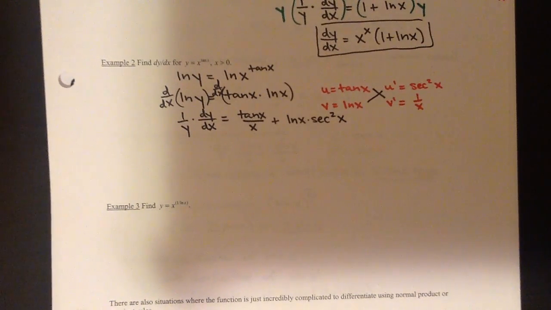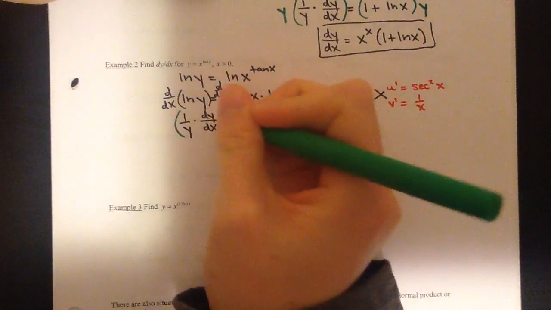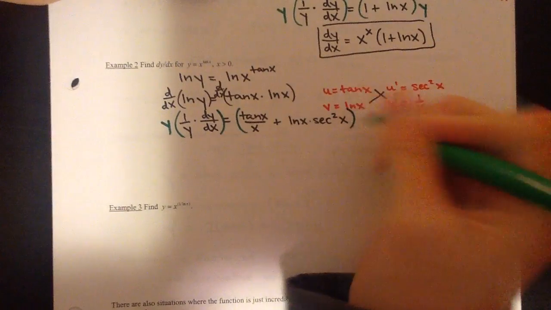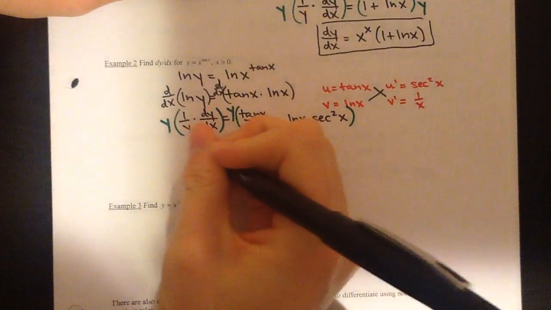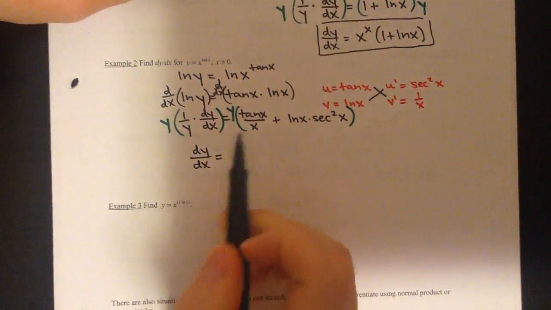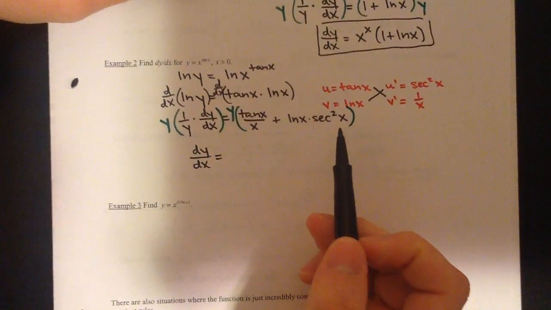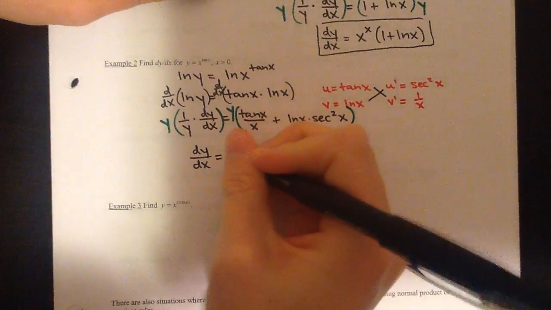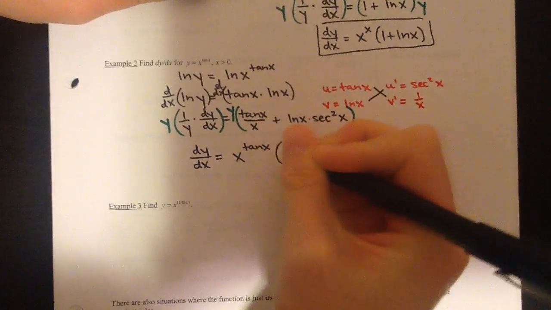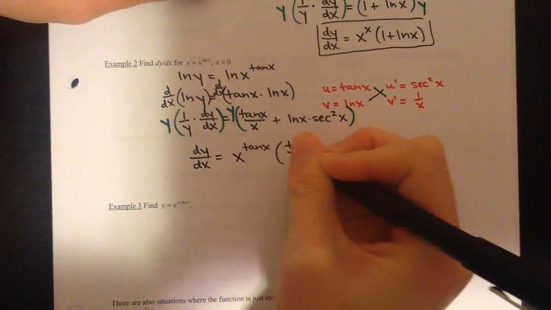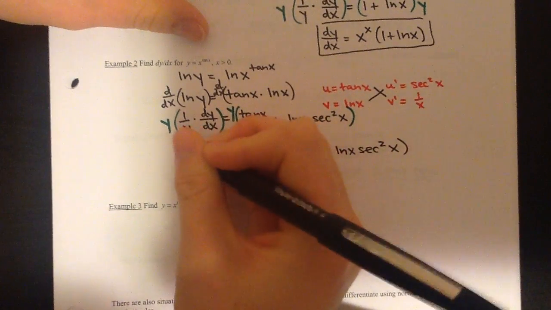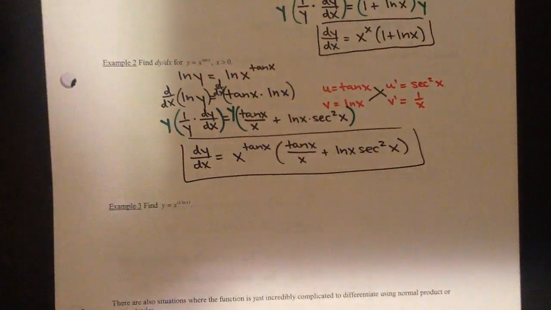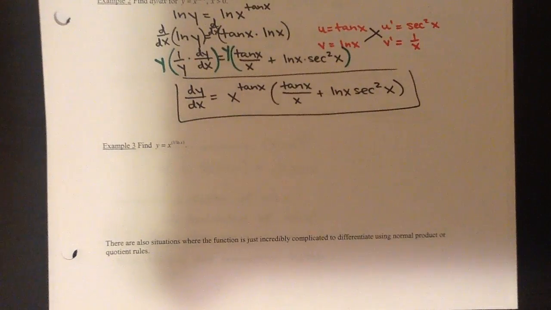Last thing to do to get the dy by dx by itself is to multiply both sides of the equation by y. That way we can get the dy by dx by itself, which is exactly what happens on the left. We get the dy by dx all by itself. But remember, just like the first example, we don't want to leave our function in terms of y if we don't have to. We'd like it to be all in terms of x. So we know that y is equal to x raised to the tangent x. And then we leave the rest of it in parentheses. And there is absolutely no need to simplify beyond this point, nor do I think there really would be much that you could do.